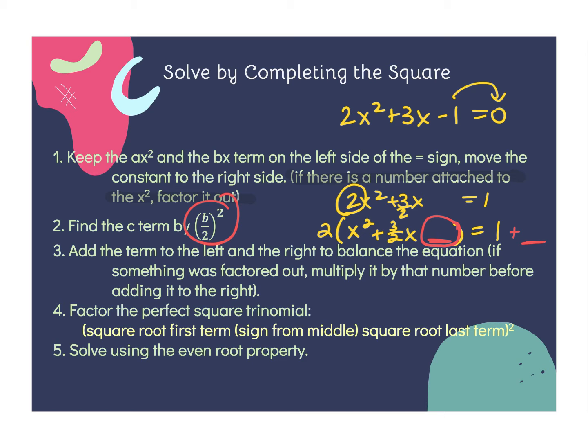The goal for that step is to make what's in these parentheses a perfect square. If you've done that, then we'll factor it, which is: square root the first term, square root the last term, take the sign from the middle, put it in parentheses, and square it. And then you're going to solve using the even root property, or the square roots, just like we did yesterday. So we're basically forcing it into the format in which we can use square roots to solve it.